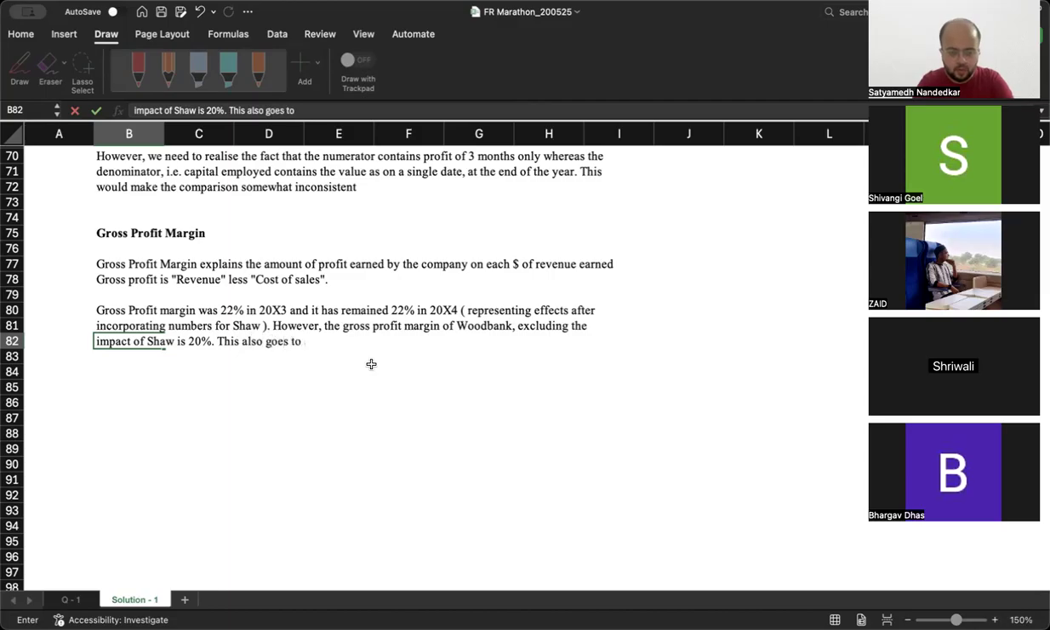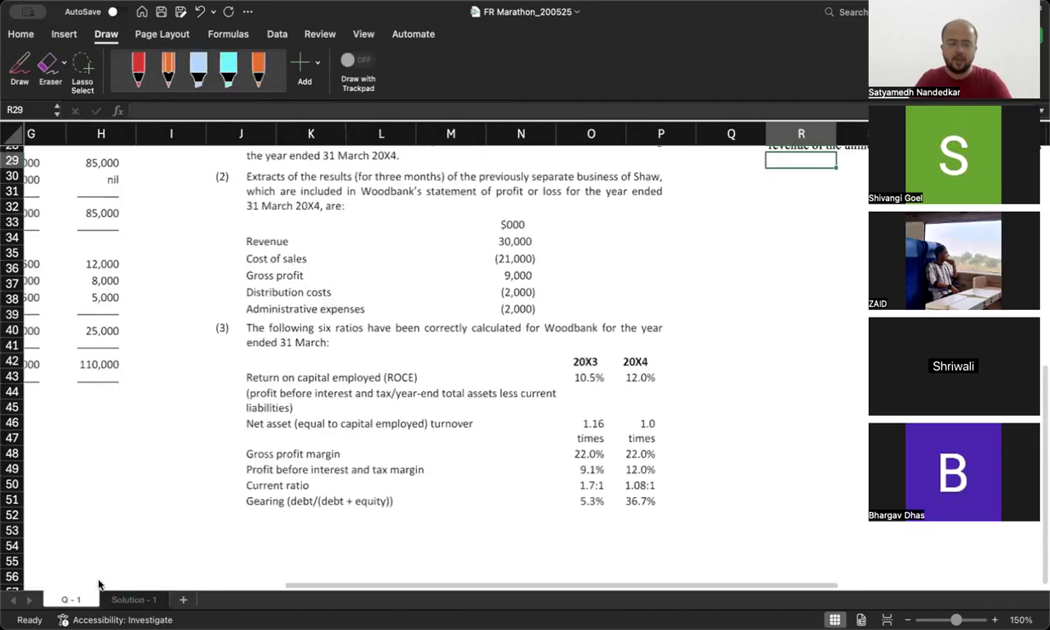This also goes to show that the acquisition has had an adverse impact on gross profit, thereby reducing it from 22% to 20%. यहाँ पे देखो तो कितना है ग्रॉस प्रॉफिट. रेवेन्यू माइनस कॉस्ट ऑफ सेल्स इज 9,000. 30% ग्रॉस प्रॉफिट है इसका ओनली फॉर 3 months शॉ कंपनी का, राइट. Now because of the acquisition again you see that the gross profit ratio has gone down.